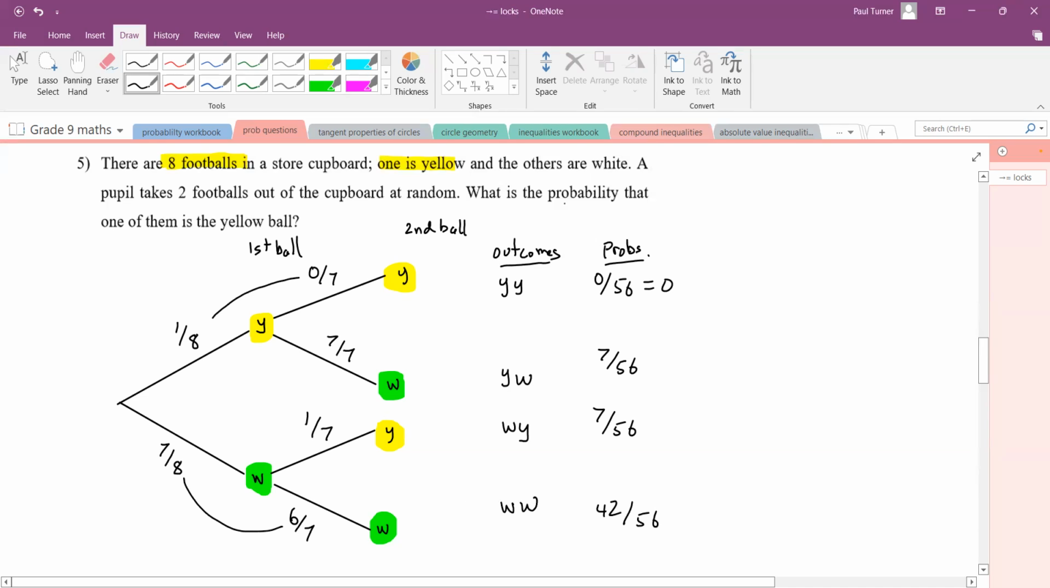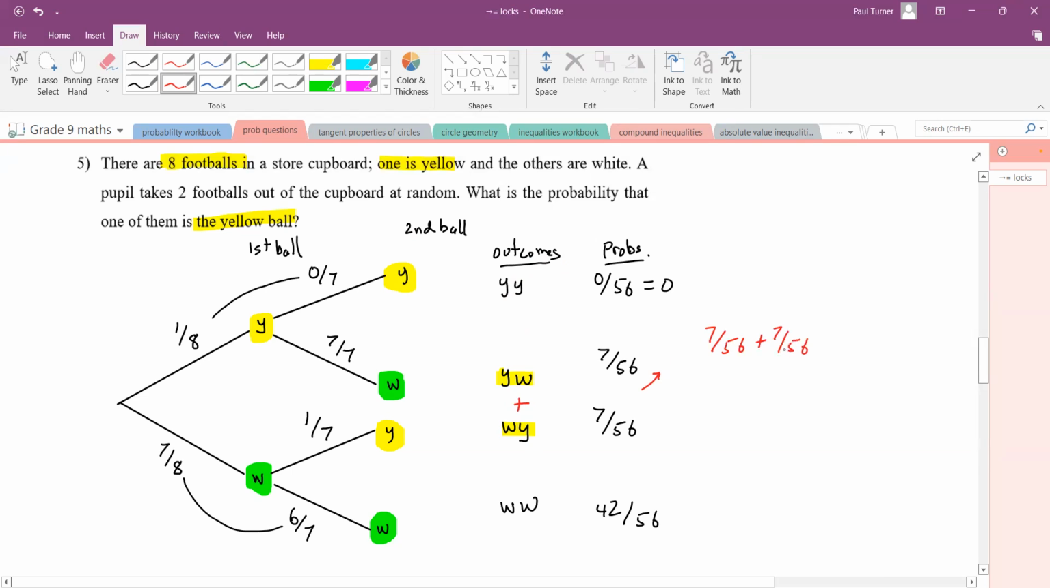So the question is, what is the probability that one of them is a yellow ball, one of them? So we look at our outcomes. Well, we can't get 2 yellows, that's 0. So yellow, white, white, yellow. So 2 of these outcomes have 1 yellow ball, these 2 here. So we've got to add those probabilities. So 7 out of 56 plus 7 out of 56.